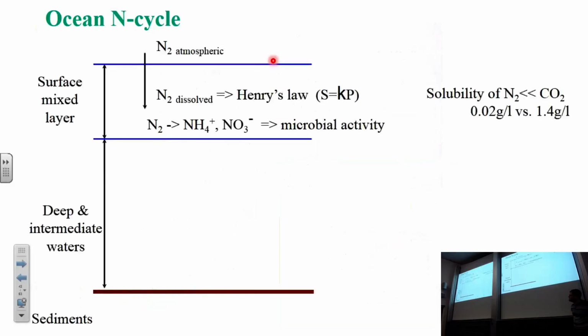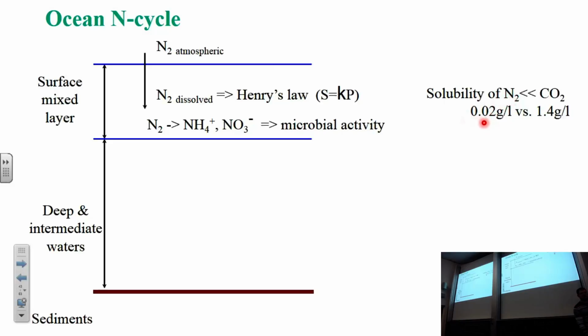So just like with the carbon cycle, there's a surface layer of the ocean and a deep layer of the ocean. The surface layer of the ocean is in contact with the atmosphere, so there can be a gas exchange, which is determined by Henry's law. But it turns out that the solubility of nitrogen is a lot lower than the solubility of CO2, so it has a different solubility constant. So actually less nitrogen gets into the ocean.